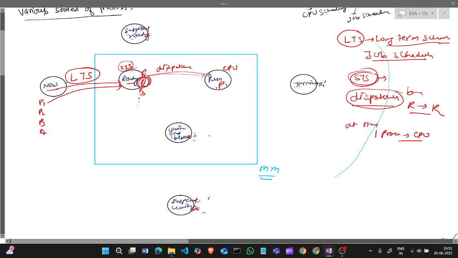Now let's think, if there are a lot of processes inside the ready state, it makes the ready state more congested. So what will happen is that the low priority processes inside the ready state will be suspended for some time, and they are brought back to the secondary memory, called the suspend ready state. Several processes like P4, P5, etc., which are low priority, go from the ready state to the suspend ready state by the MTS, the middle term scheduler.